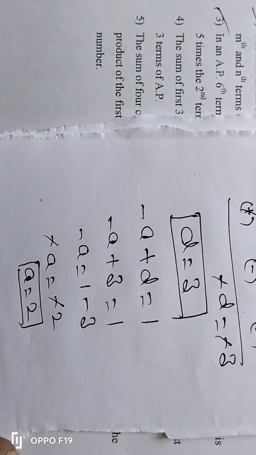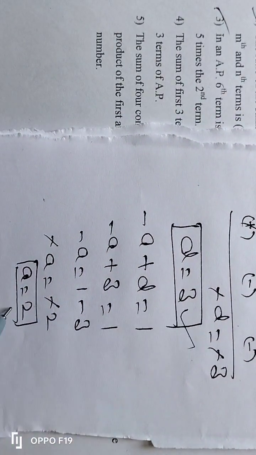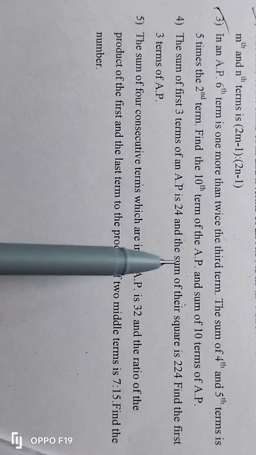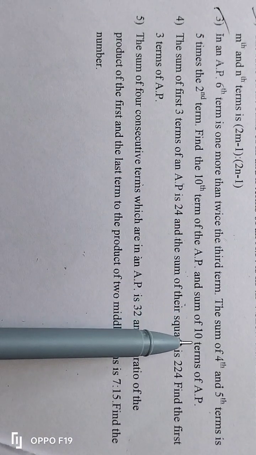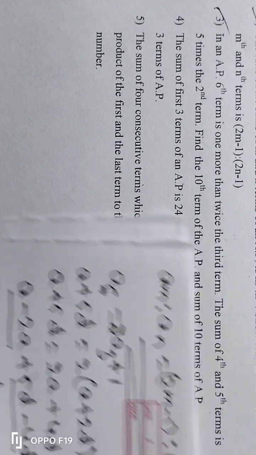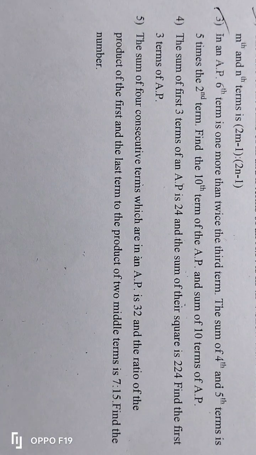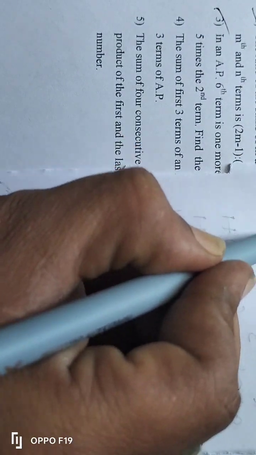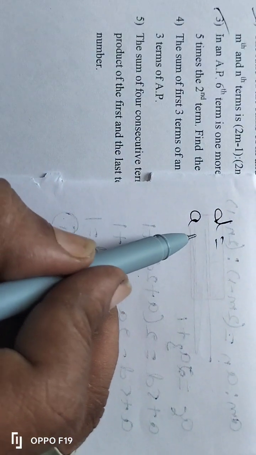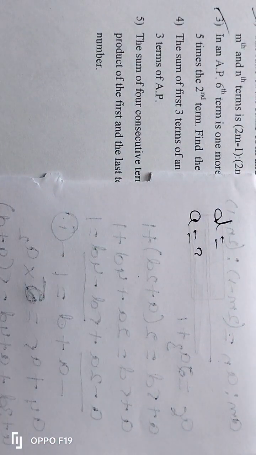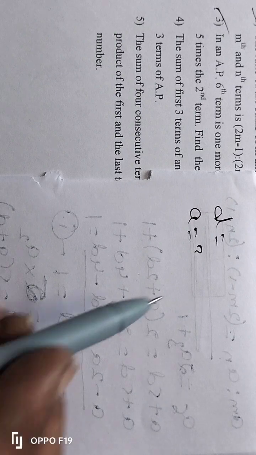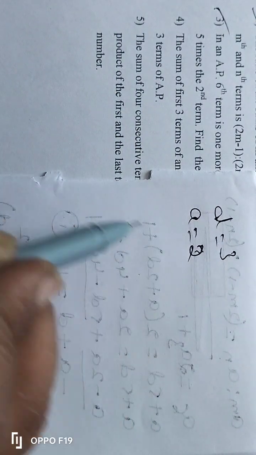After getting the values of D and A, now we have to find the 10th term and also the sum of the 10 terms. You have to find out A10 as well as S10. Let us first make a list. D value is 3 and A value is 2.